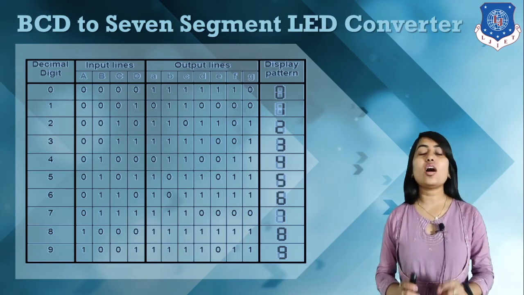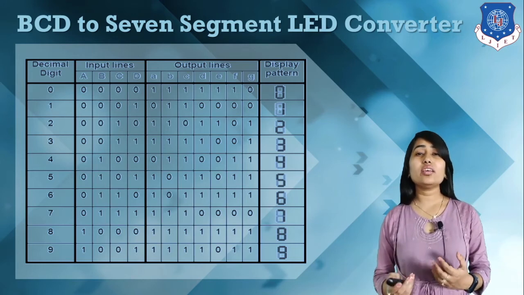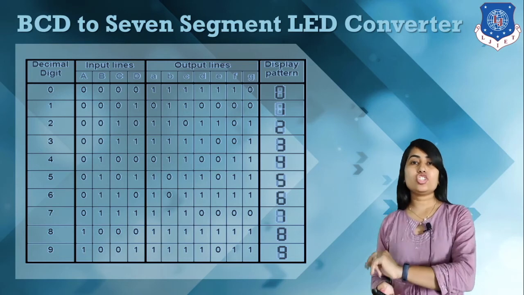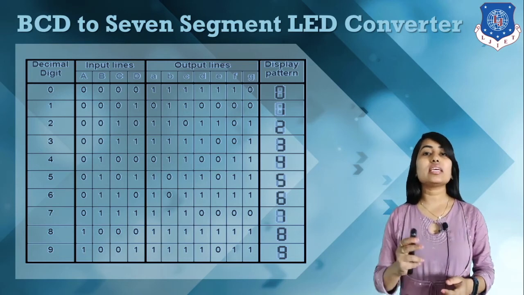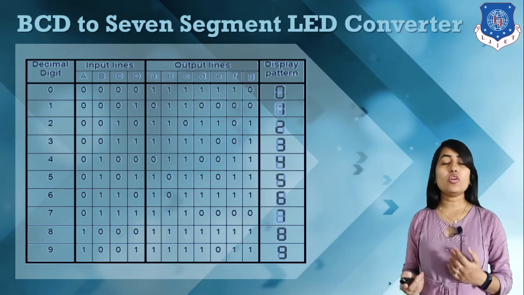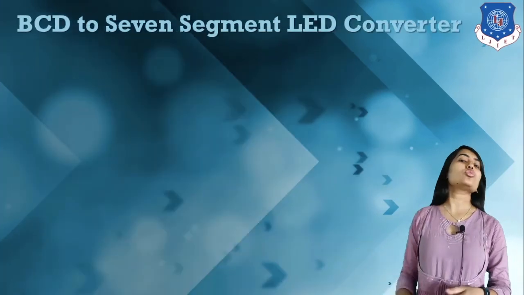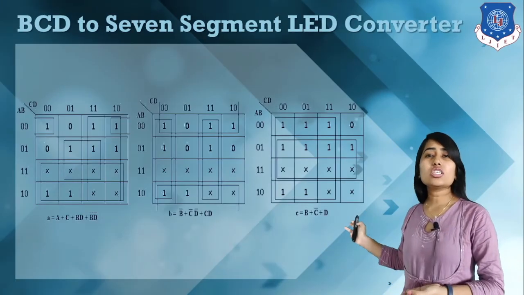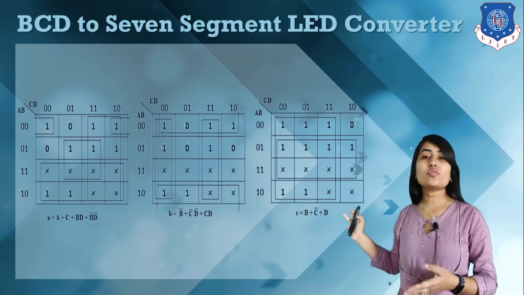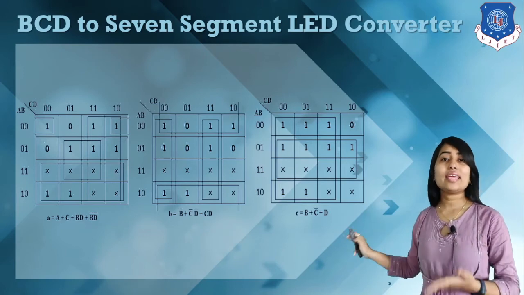So this is how we can make this kind of table, and then we identify the expressions for A, B, C, D, E, F, G in terms of A, B, C, D. Here we make a logical expression with the help of a K-map. So we make a K-map like this, and we write equations like this for A, B, C.